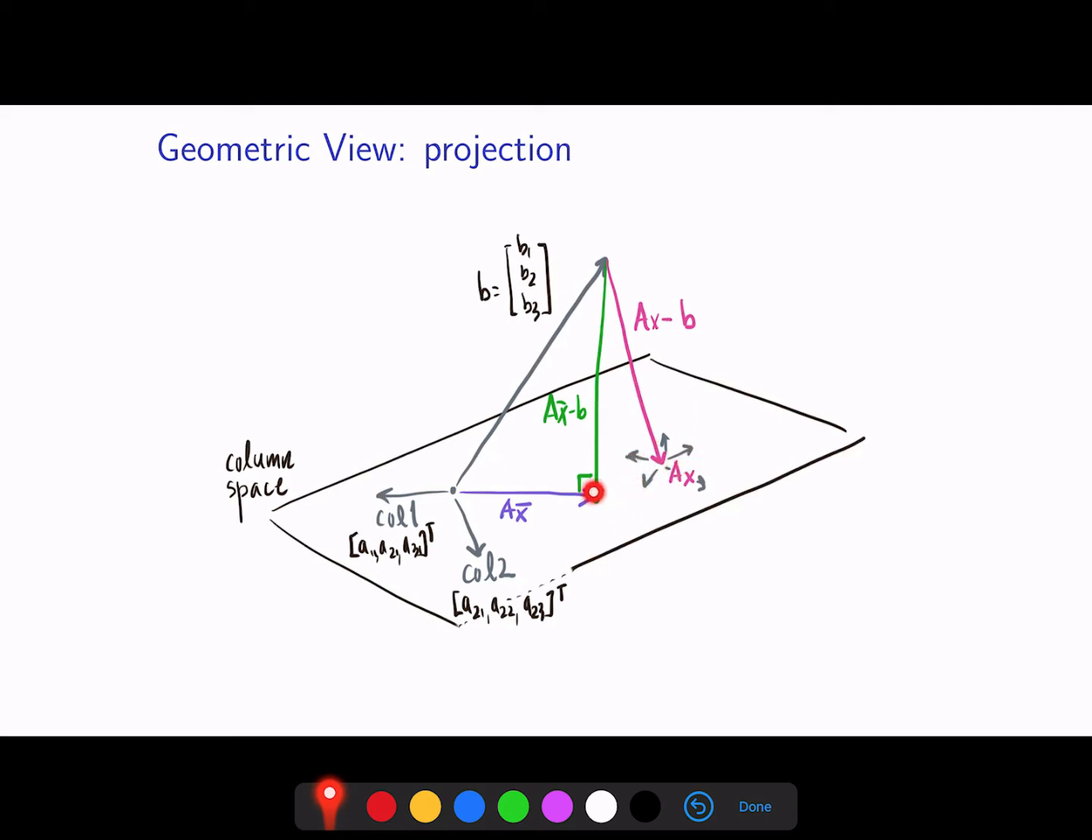And we know that right here, as pictured, the green vector represents the error vector that has minimal length. And you can see it's perpendicular to the column space of our matrix A, and it is the projection of the vector B onto the column space of A. So geometrically, once again, we see projection is the key to understanding what's going on.